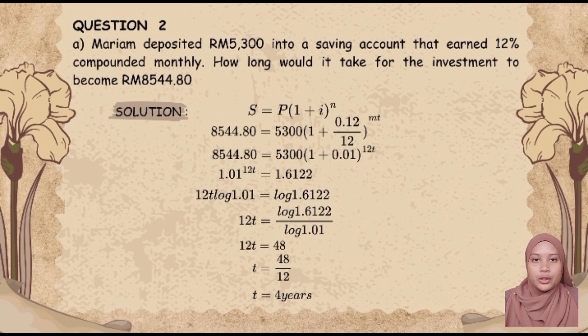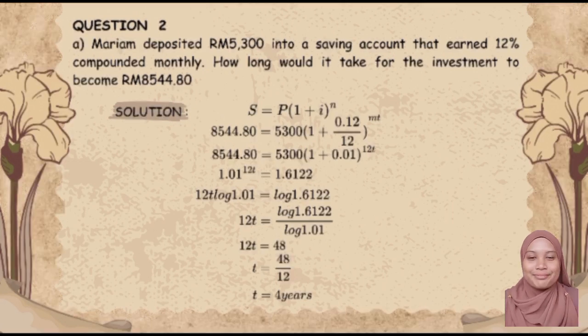1.6122. In order to find t, we need to bring down the power of n using the concept of log. We just use the log on both sides. Then, log 1.6122 divided by log 1.01 and the answer is 48. To get the value of t, 48 divided by 12. So, we get the final answer is 4 years.